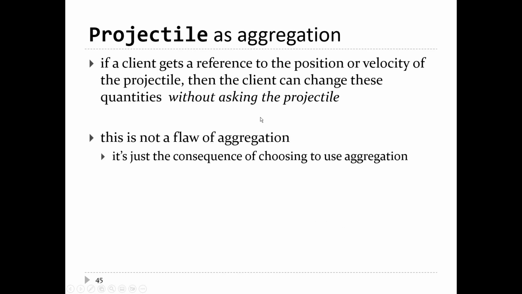Okay, so if you implement projectile as an aggregation, then if a user gets a reference to the field, this POS, or this VEL of the projectile, then the user can change those quantities without asking the projectile. Right? Now, you might think that's odd or unusual, or you might think it's completely broken, but it's not, right? This isn't a flaw of aggregation. It's simply a consequence of choosing to use aggregation in this particular circumstance.